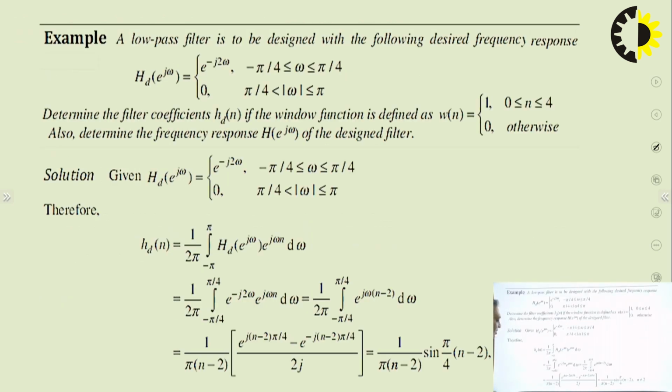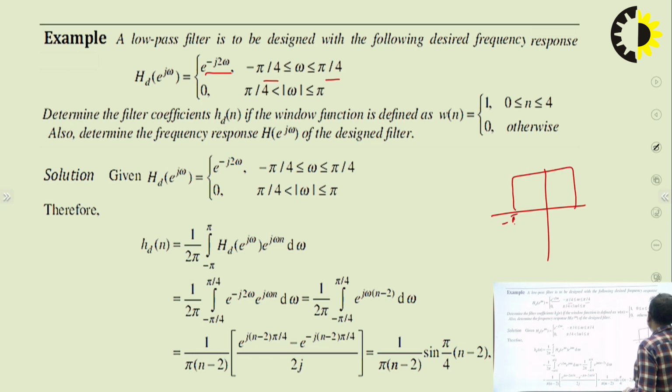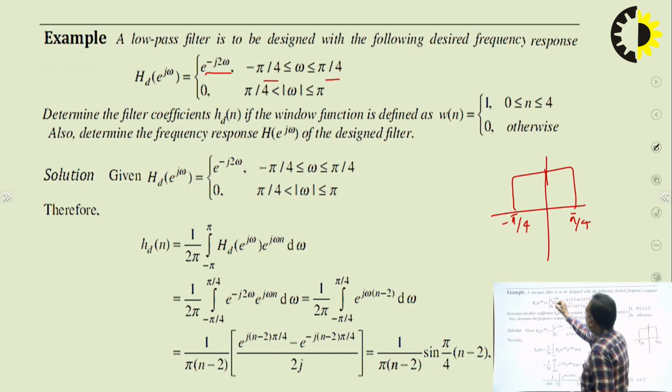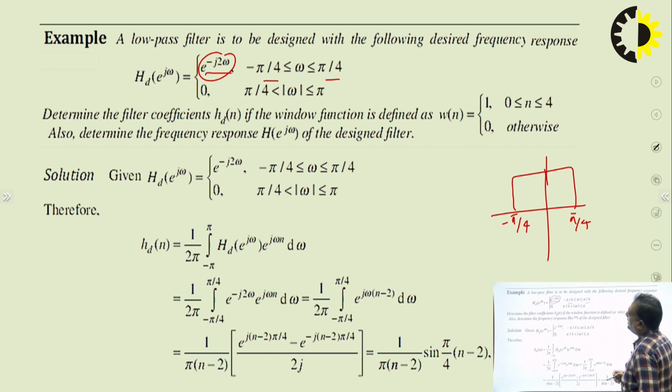Here we can see one of the numericals I have taken. The frequency response is e to the power minus j2 omega between minus pi by 4 to pi by 4. You can see this is a low pass filter because the values are like this. So we have to design a low pass filter here. The e to the power minus j omega alpha term is there, and this delay is due to its causal nature. So we have to choose a causal window function for designing this filter.